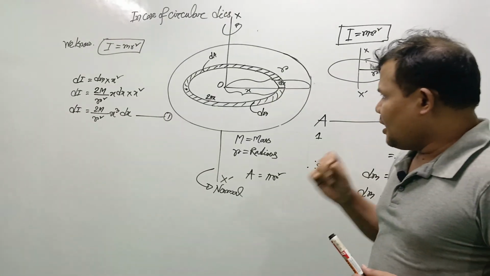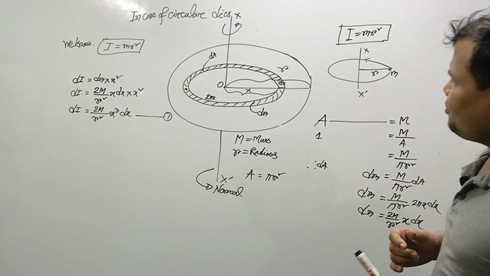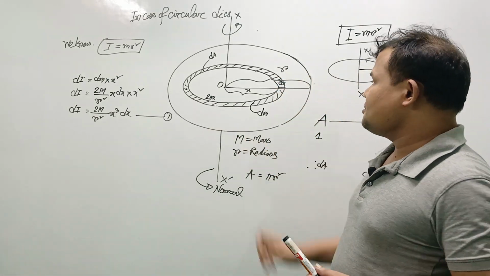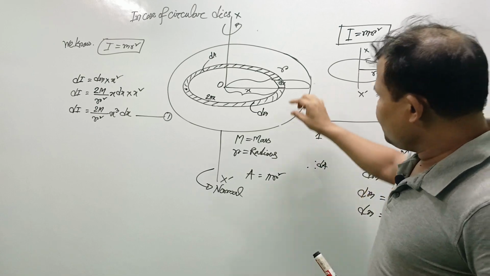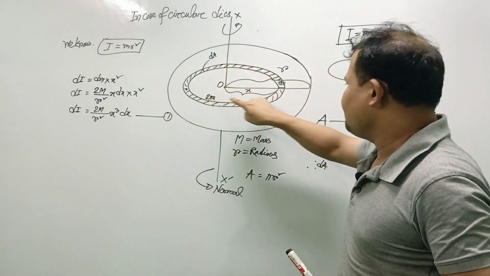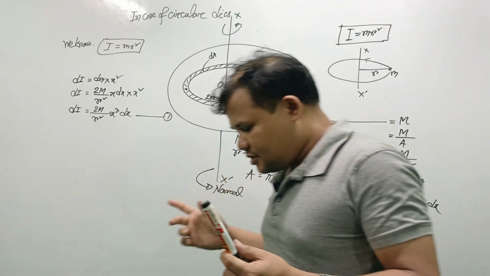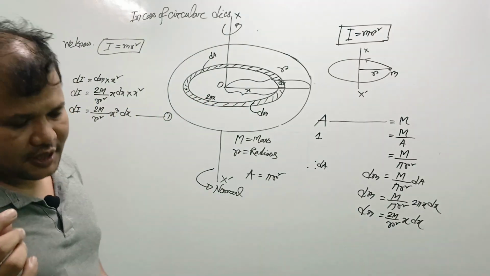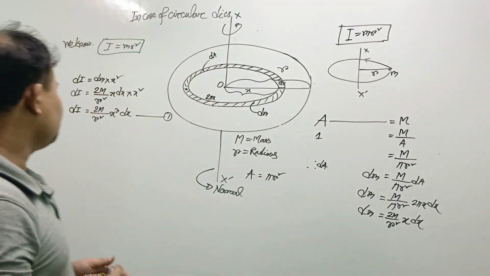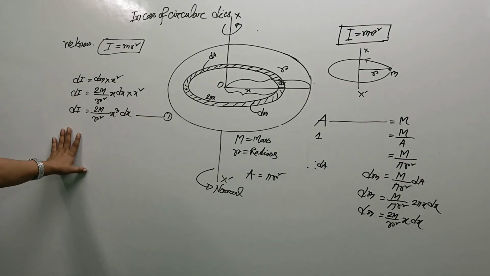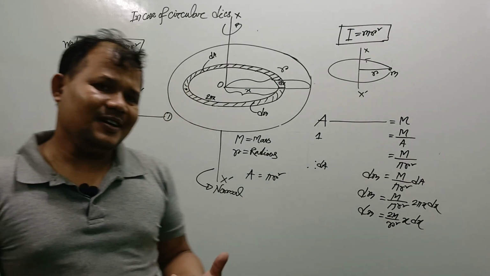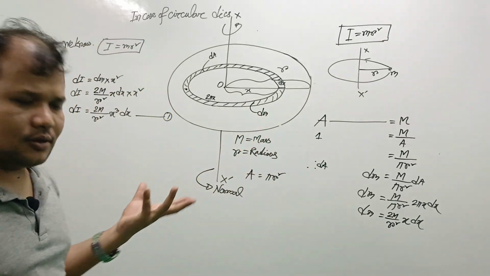Now our duty is to find the moment of inertia for the whole circular disc. This equation represents the moment of inertia of this shadow region. As the shadow region is very small, the moment of inertia is also very small. If we integrate this equation, then we get the total moment of inertia for the whole circle.